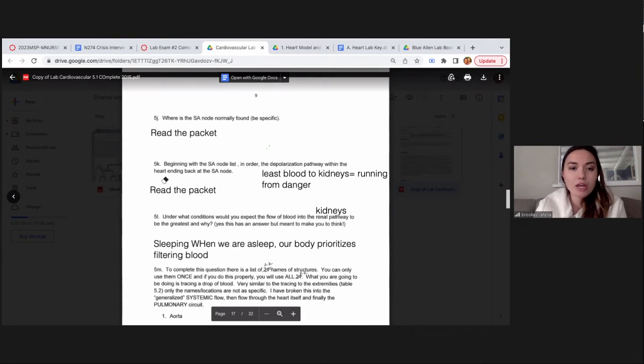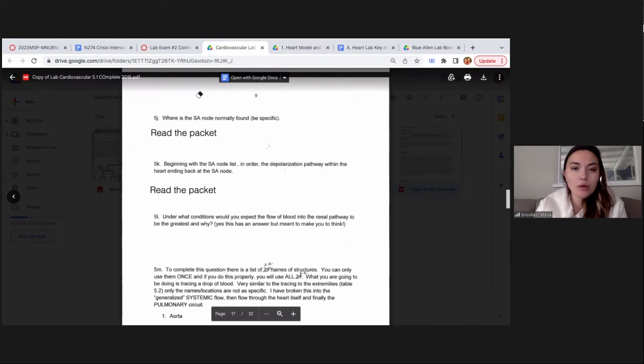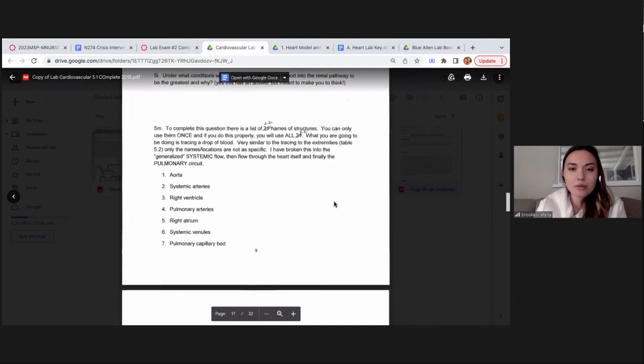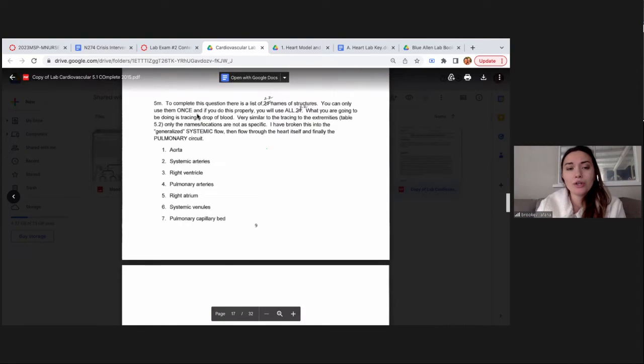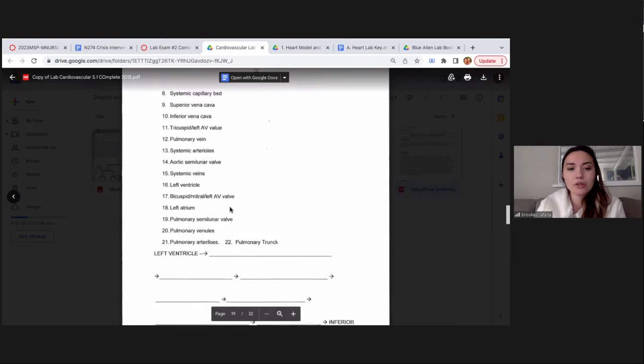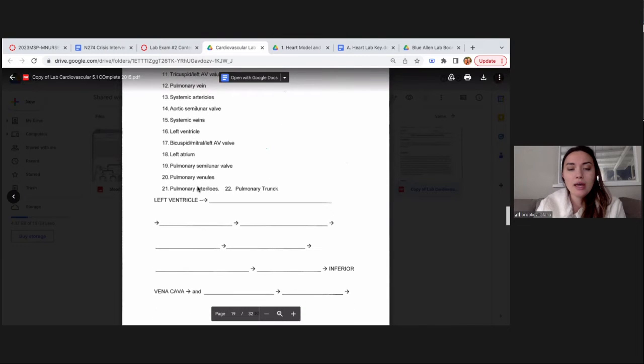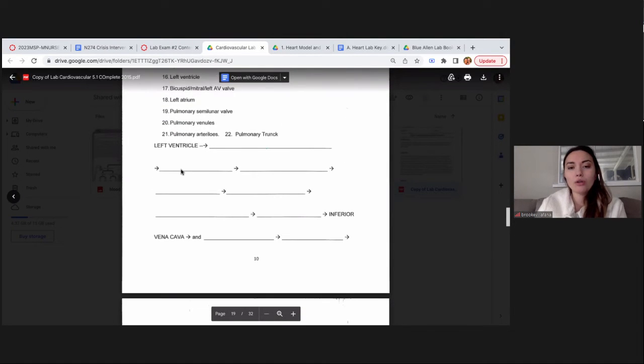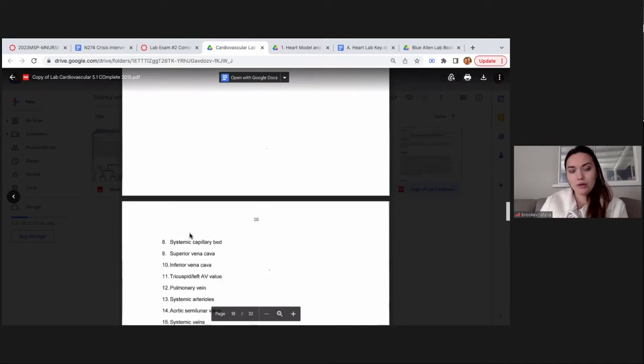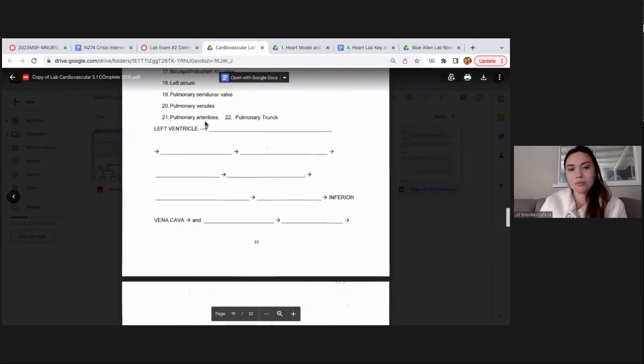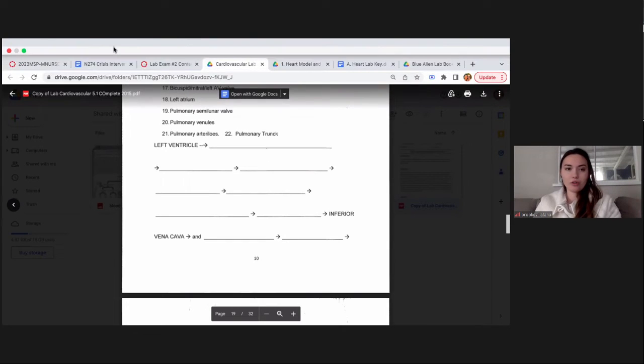Again, for 5J and 5K, we can read the packet to find those answers. I'll go over them in the future, but I want you to look over that some by yourself. For 5M, this is a really great exercise, because what you're going to do is go through this and renumber all of these that are here, putting them into the correct spot. For example, I'll give you the first few to get you started.